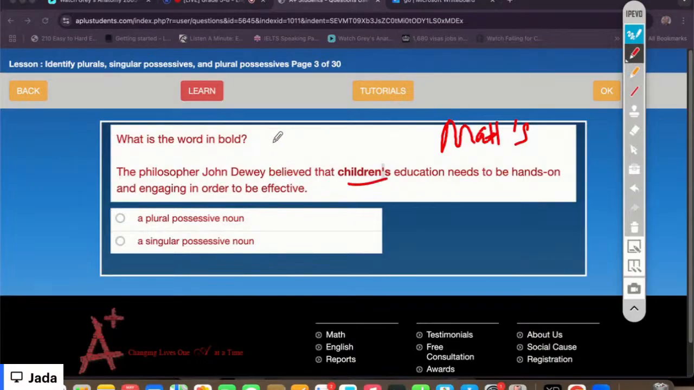And for plural possessive, we have just like children, because children is already in the plural form. And then for those nouns that come with s, like boys, for example, you just add the apostrophe after the s.